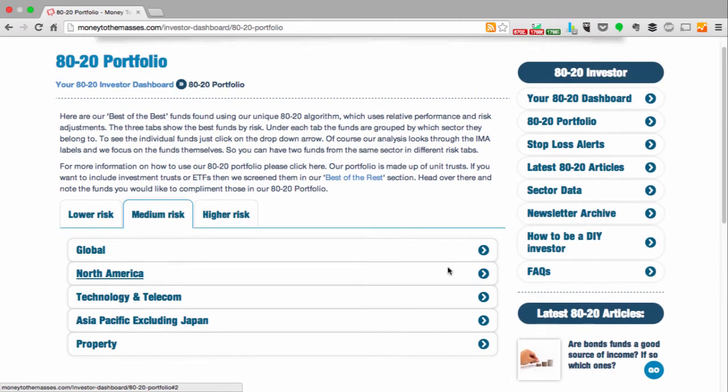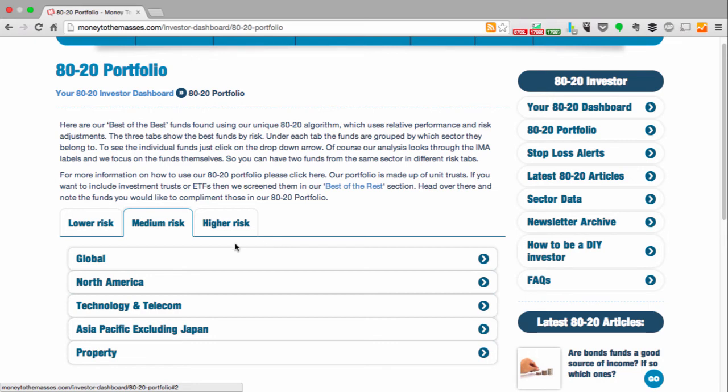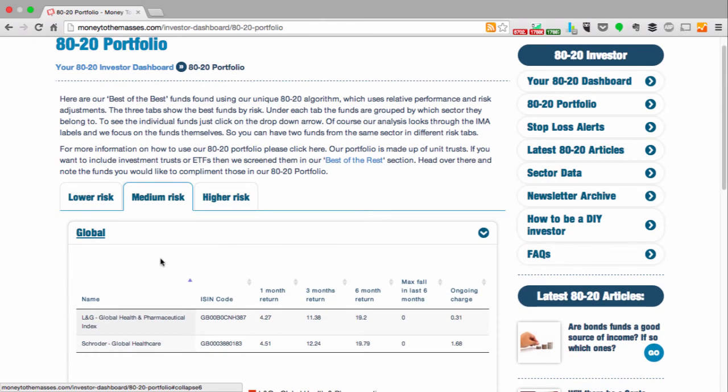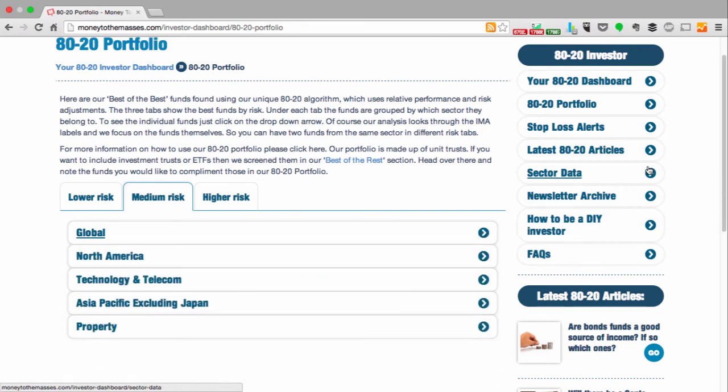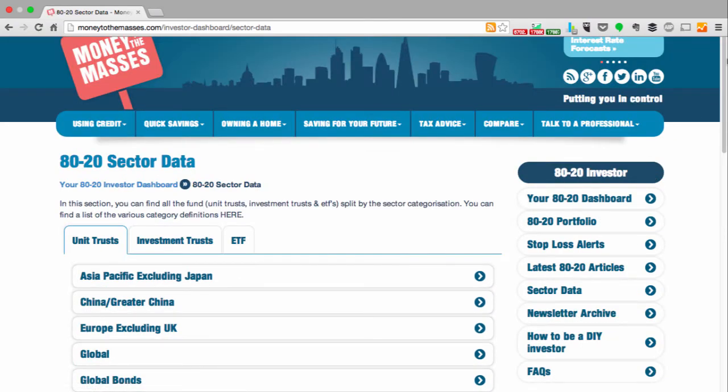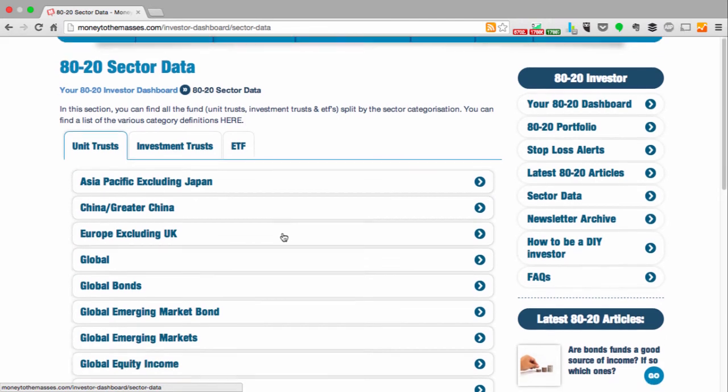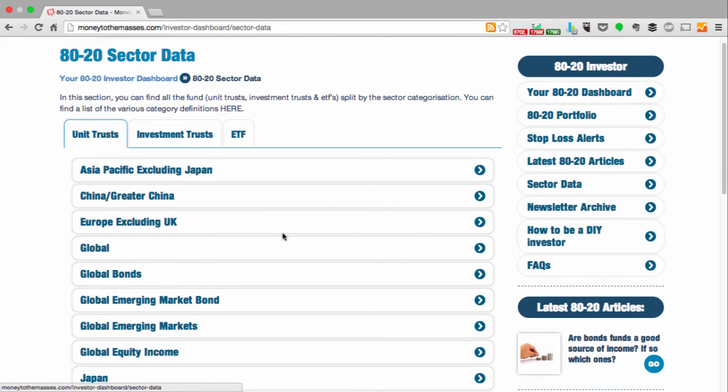But taking it one step further, let's just imagine you decided you were into global and you came in here and saw the 80/20 portfolio and thought, look, there are definitely some opportunities in global funds, but I want a few more than that. I want to see what others are out there. If you go across here, it's labelled sector data, but it's also called our 80/20 best of the rest area. It will take you through to all of the funds that we've identified using our 80/20 algorithm as having a positive, stable, risk-adjusted momentum trend.